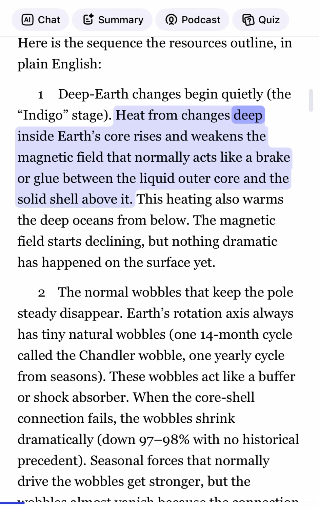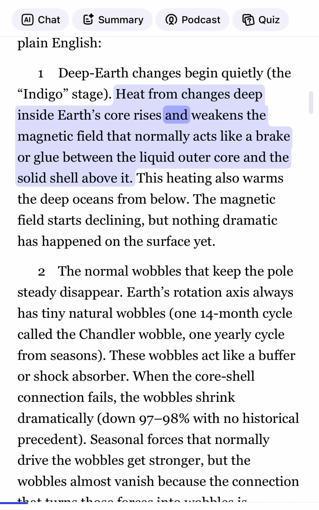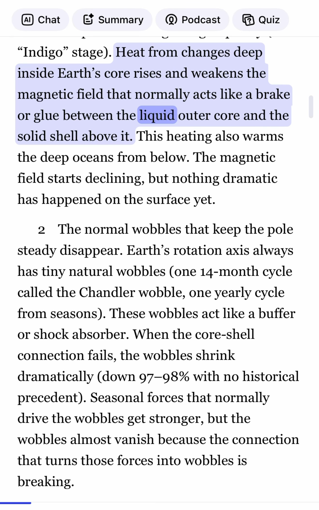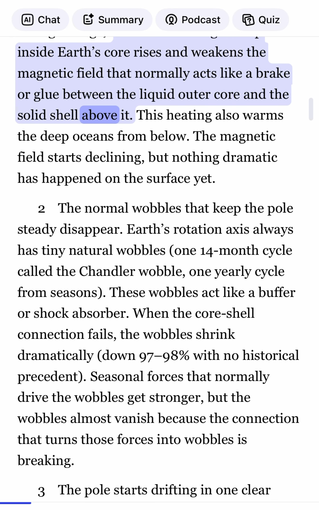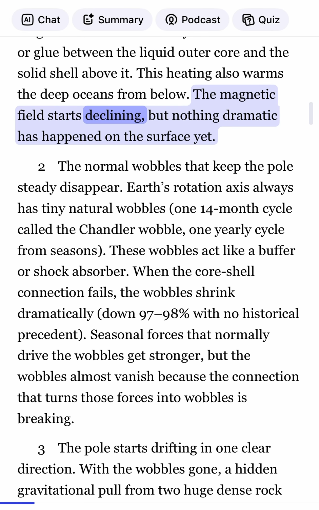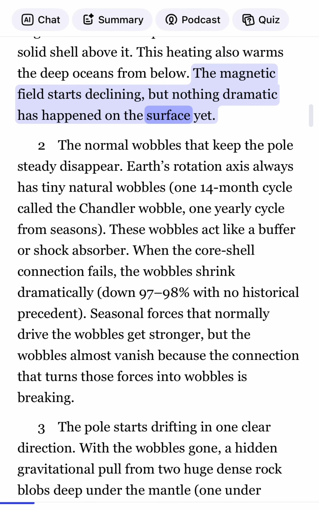Heat from changes deep inside Earth's core rises and weakens the magnetic field that normally acts like a brake or glue between the liquid outer core and the solid shell above it. This heating also warms the deep oceans from below. The magnetic field starts declining, but nothing dramatic has happened on the surface yet.